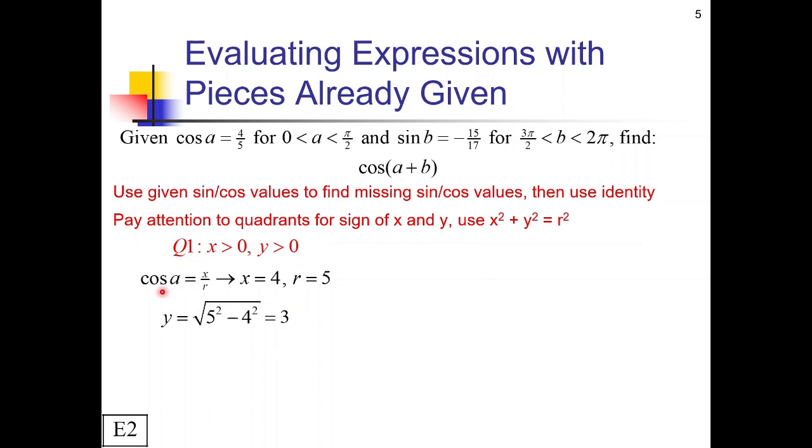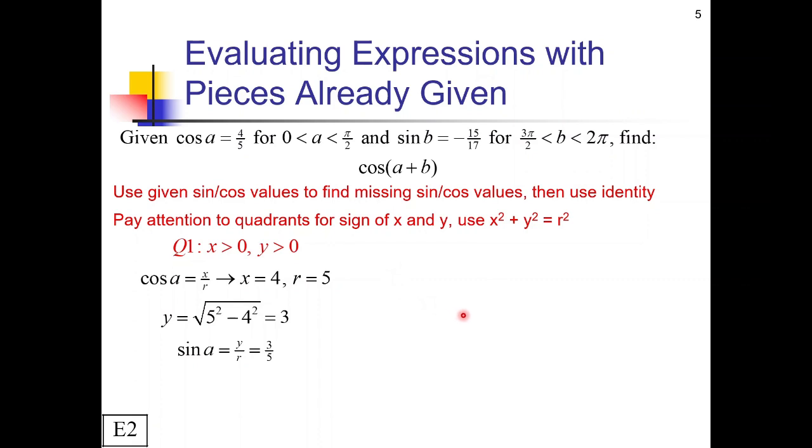So now for sine, we know that sine is going to be y over r. So that means that sine of a then is going to be 3 over 5. So that gives us the third of our 4 values we need to finish this problem. Pause the video at this point. You've already got sine of b. See if you can figure out cosine of b using kind of the same reasoning, and then put it all together and let's see if we can get the answer.